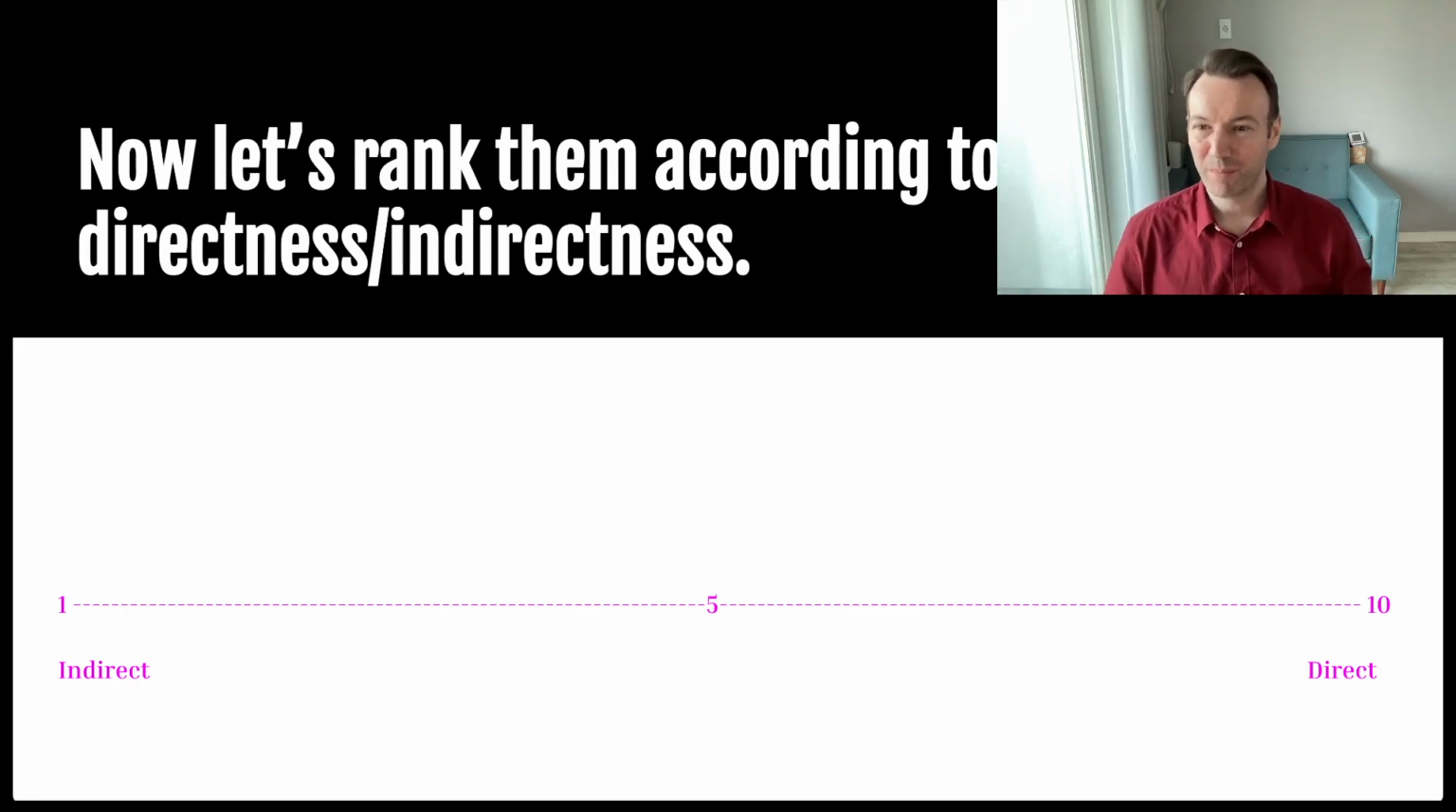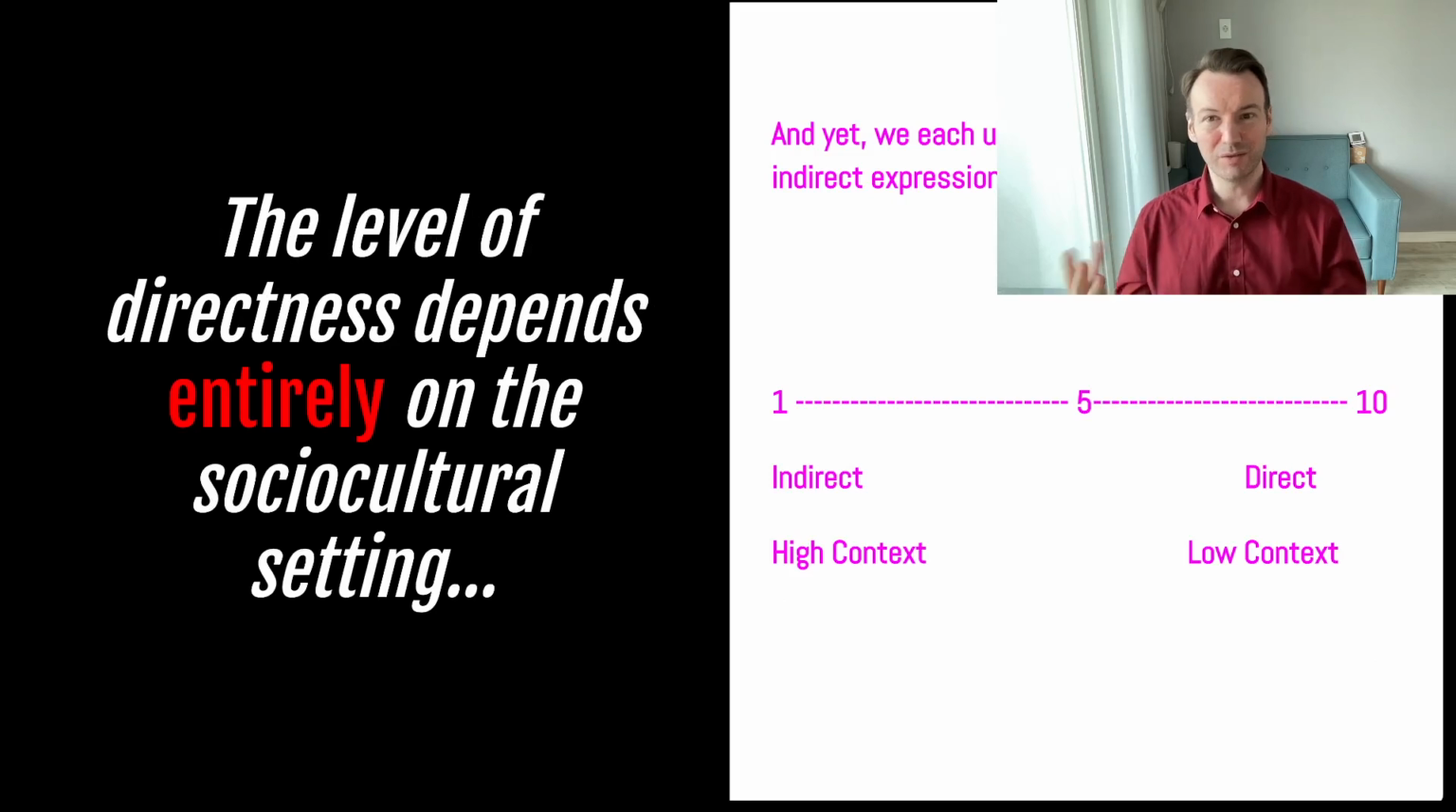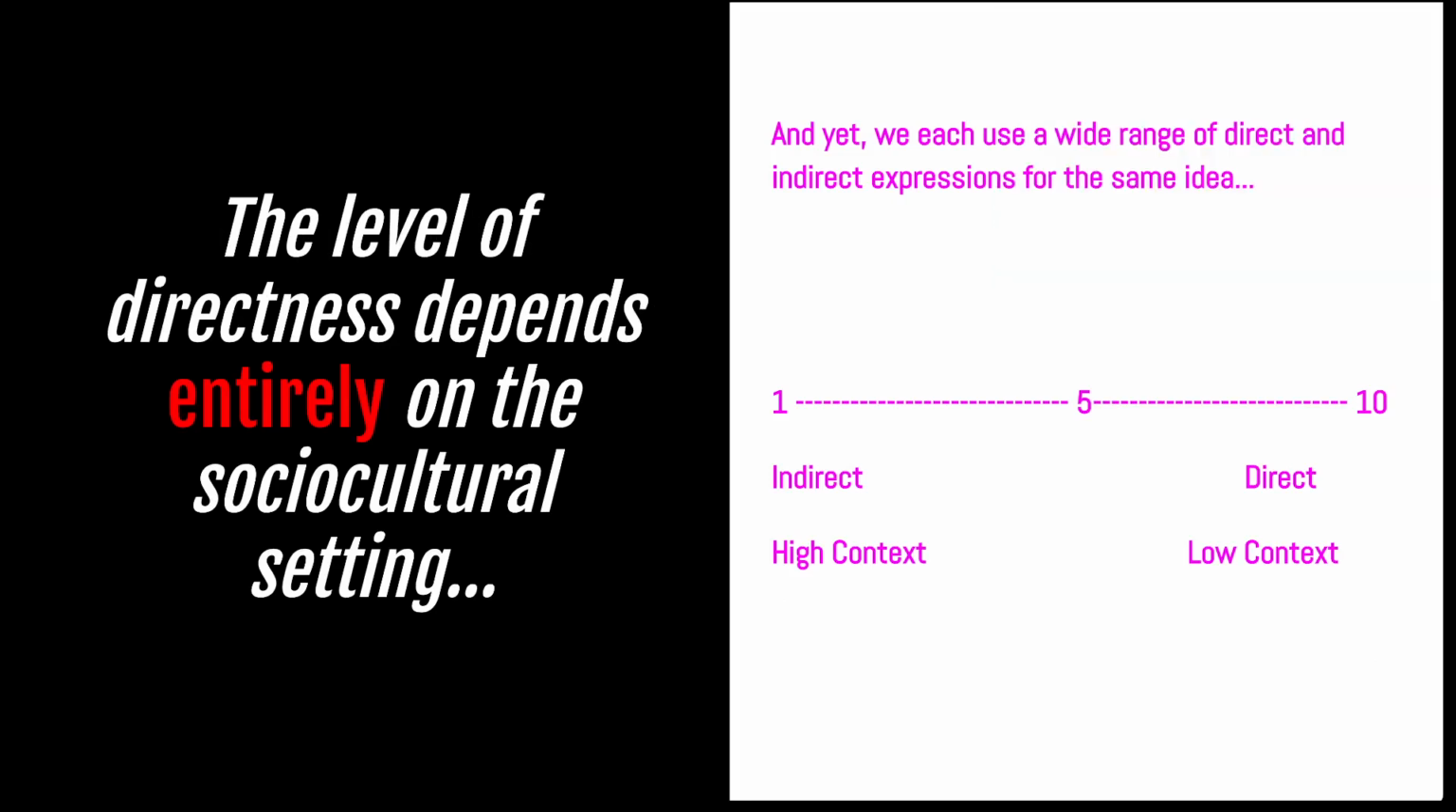So we need to think about why we are using different types of language. Why not use the most direct language all the time? Well, the level of directness depends entirely on our social, cultural setting. So this is something we can think of as being high or low context communication.